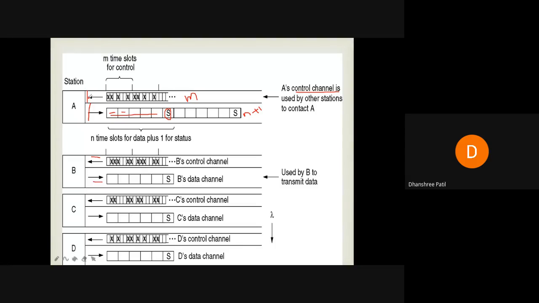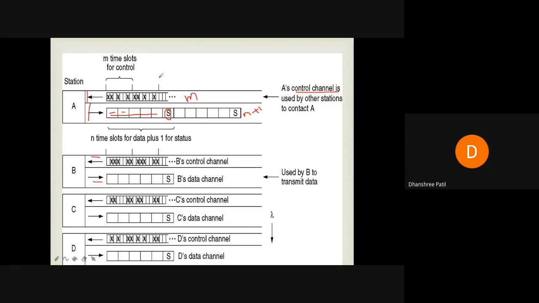Okay, so that you can send the frame, and then A can send the frame. Okay, so this is the general communication which is happening between every station if they want to communicate with each other. In detail we will see.